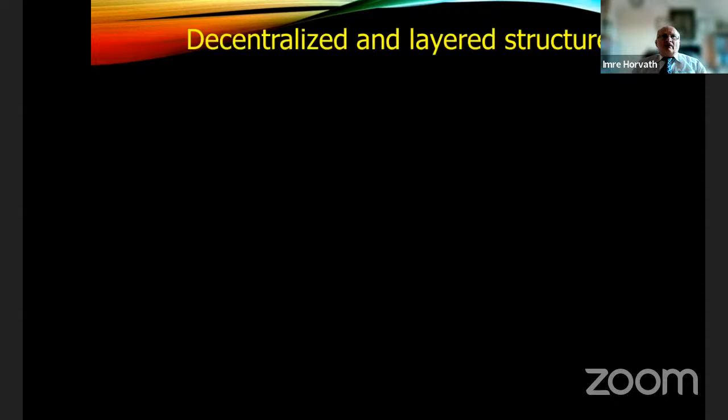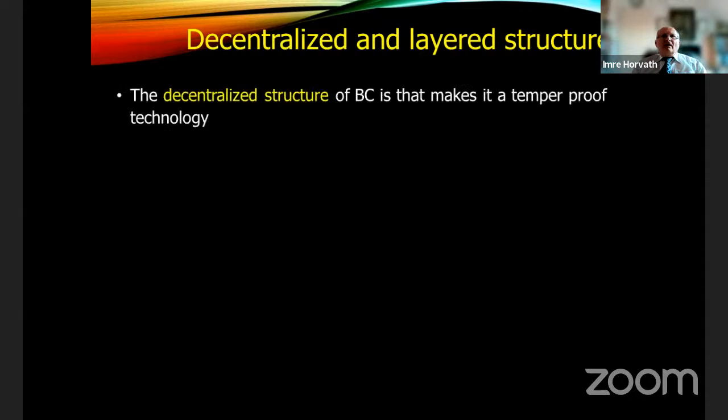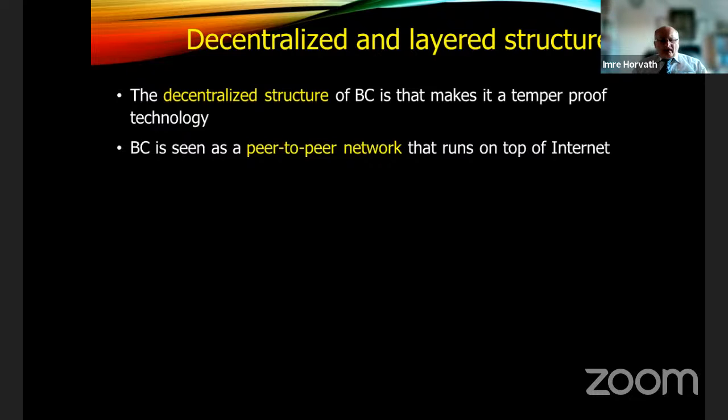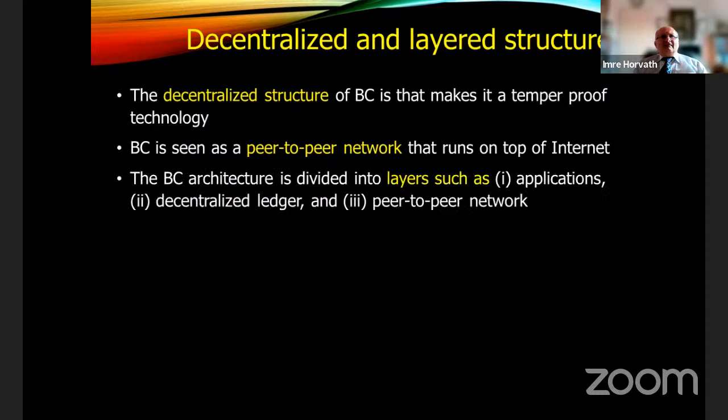It is important for us to hear about the decentralized and layered structure of the blockchain. Actually, this decentralized structure makes it a kind of tamper-proof technology. So blockchain implements a peer-to-peer network that runs on top of the internet, and there is an architecture in which it is managed.